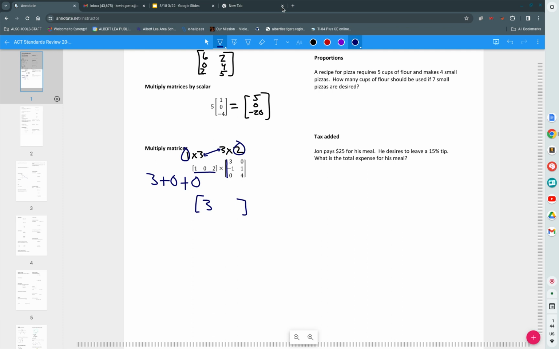We take the 1, the 0, and the 2, and we lay it on top of 0, 1, and 4. 1 times 0 is 0, 0 times 1 is 0, and 2 times 4 is 8. So we get 8 out of that deal. So 3, 8 is the new matrix.